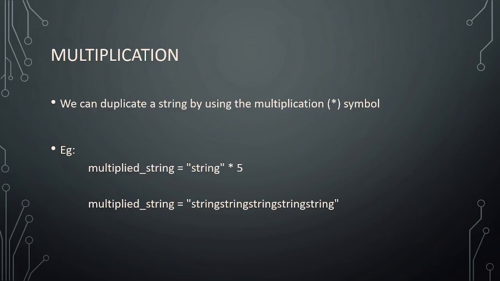And you can see that the new multiplied string is just the word string 5 times one after the other. Because there's no space in that first string, there'll be no space in that second string either. Now let's go into PyCharm and have a look at how that is done in PyCharm.